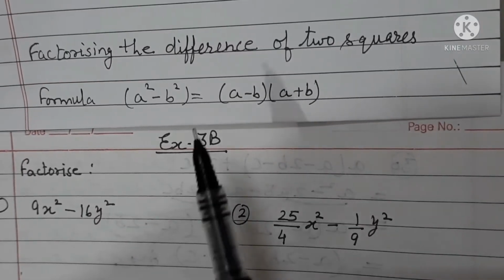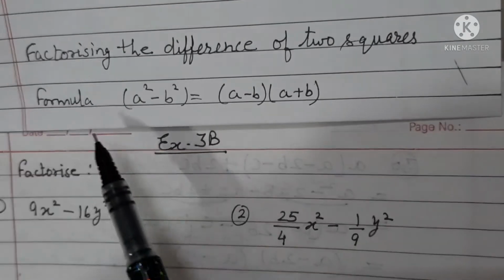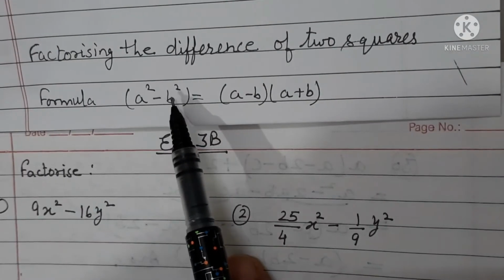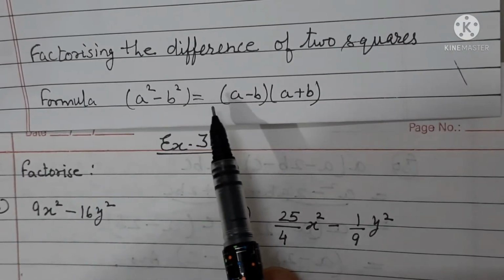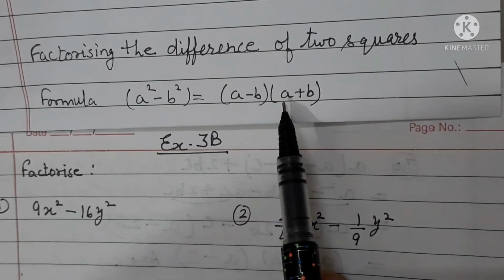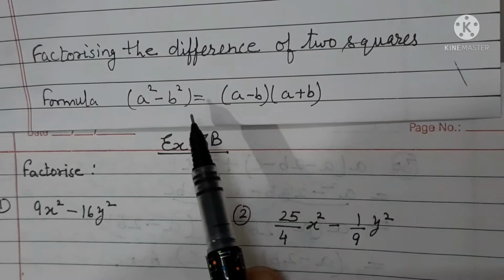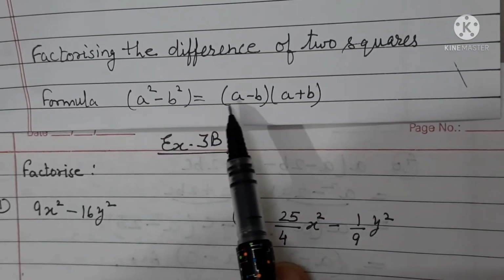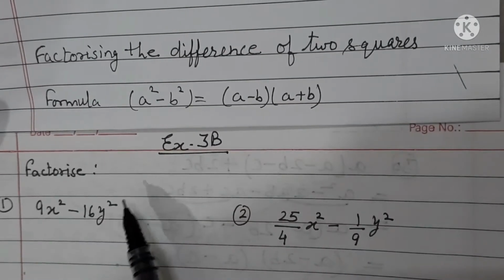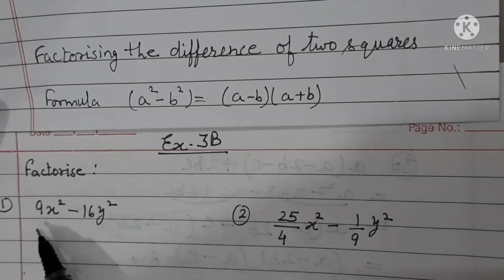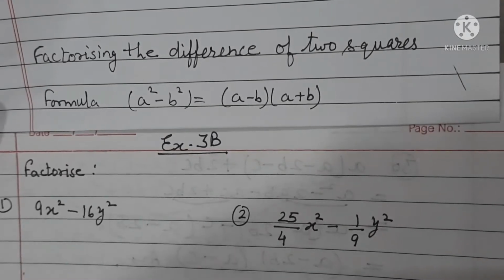Factorizing the difference of two squares. The formula is a square minus b square is equal to a minus b into a plus b. So this exercise will be solved on this formula, and we factorize question number 1 and question number 2. Start.